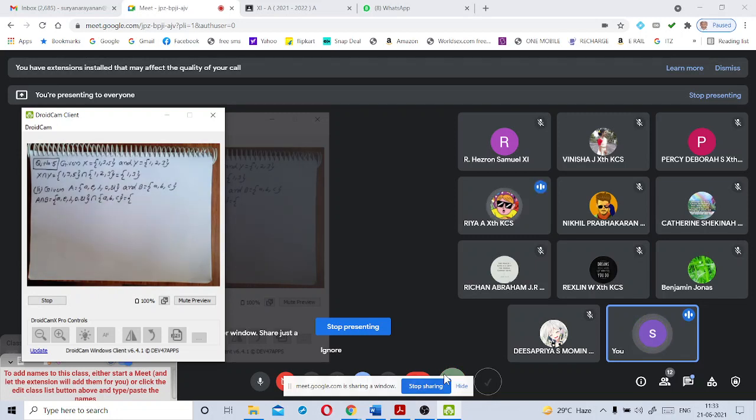Can you tell me the intersection of the two sets A and B? Sir, A. Only A, singleton set A. Only one element is in common in both the sets. Understood this point, my children?